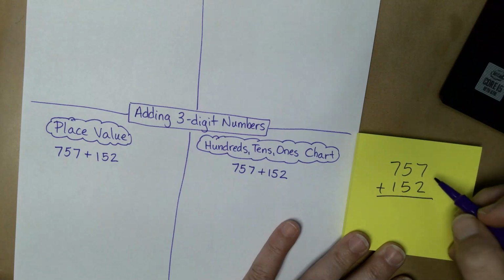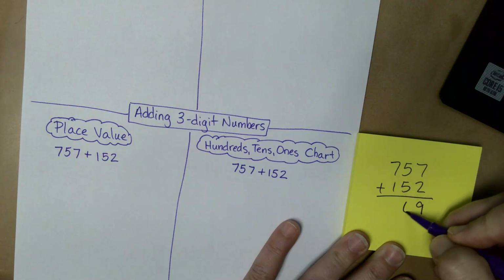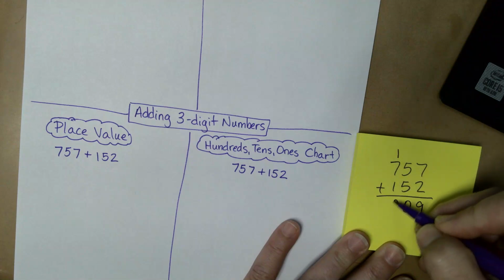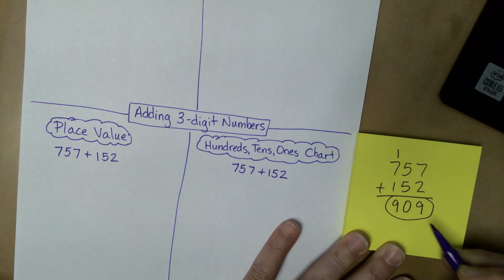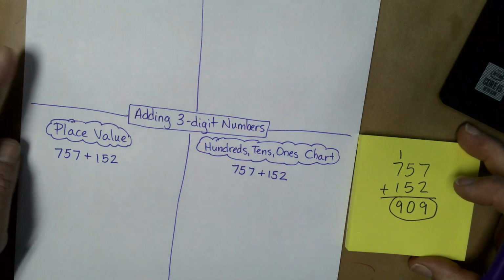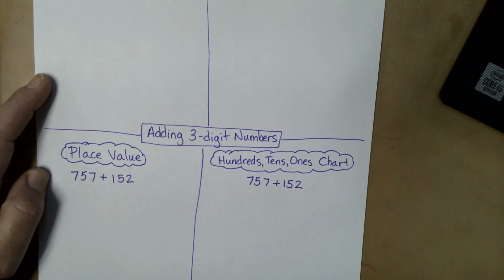Now, in this method, you would have 7 plus 2 is 9. 5 plus 5 is 10, you would carry your 1, and then 1 plus 7 is 8, plus 1 is 9. So our answer would be 909. That is the simplest way to find that, but it does not build number sense or understanding for your child. So in 2nd grade, we focus on place value a lot.